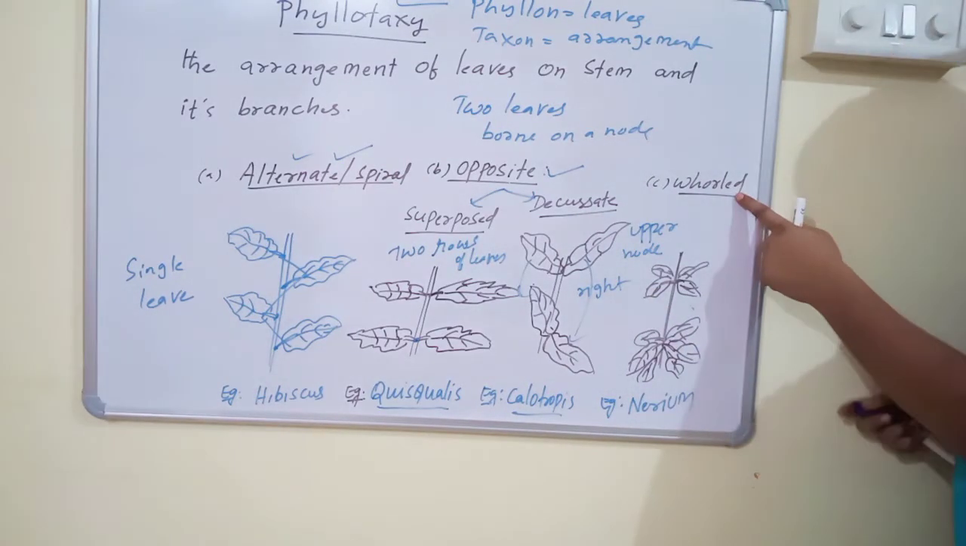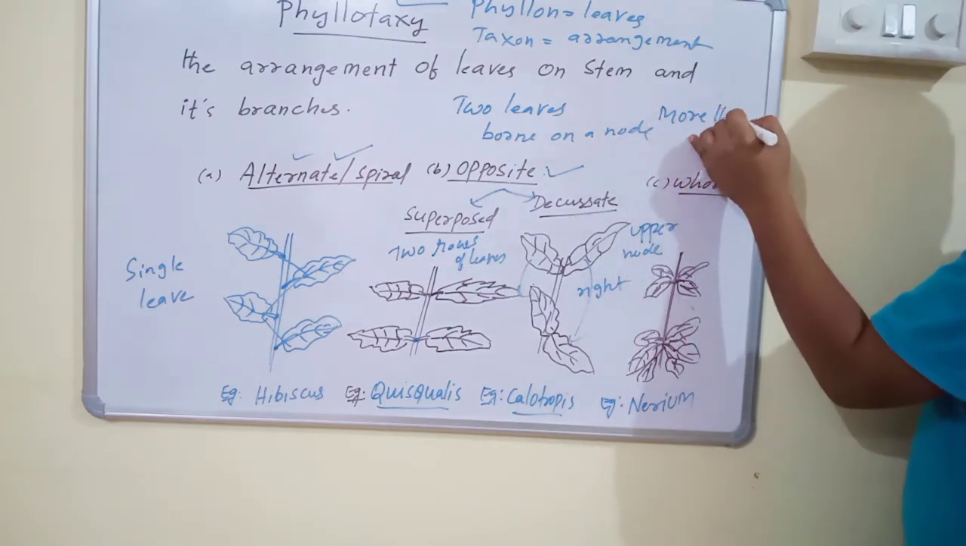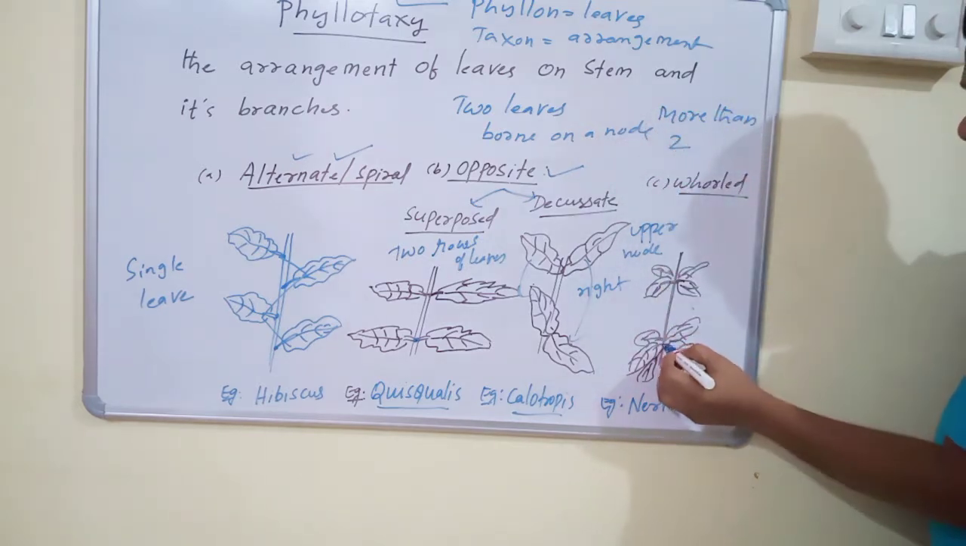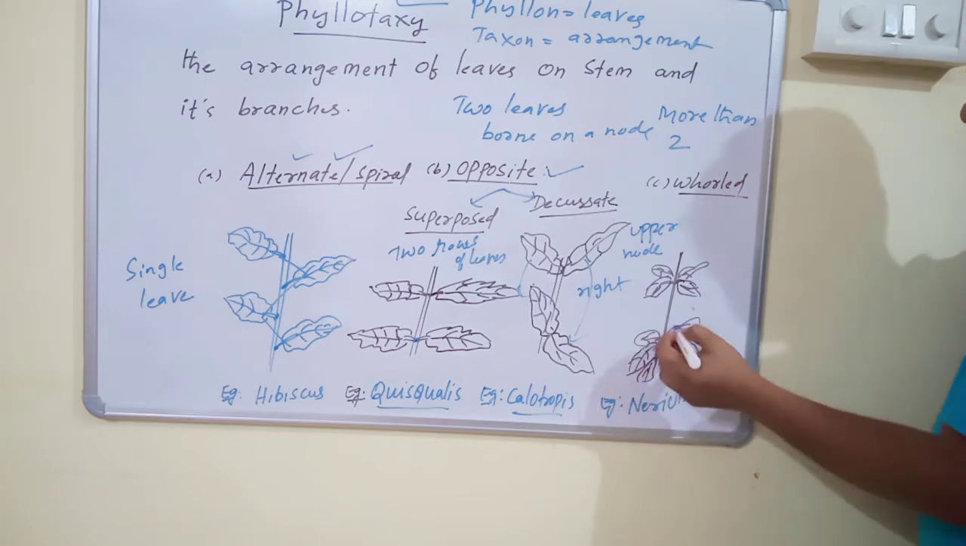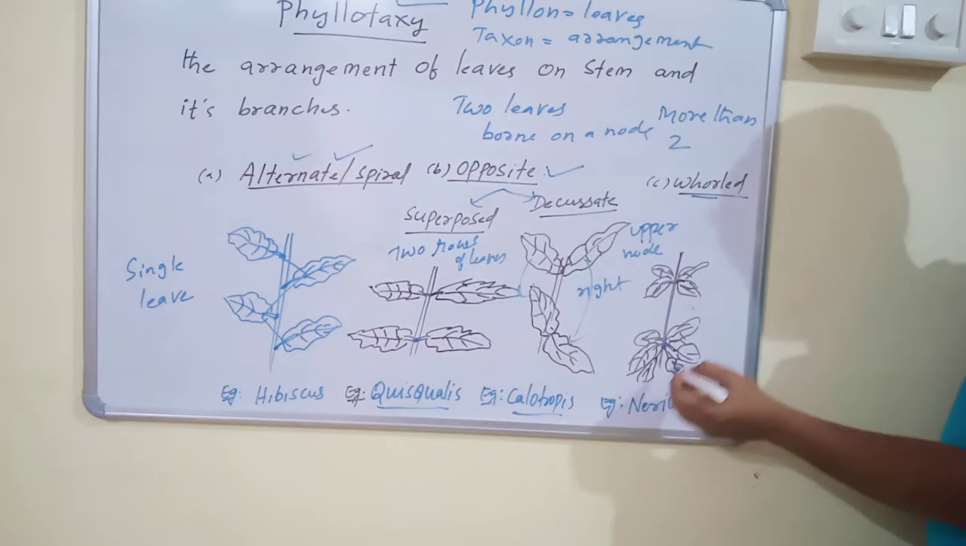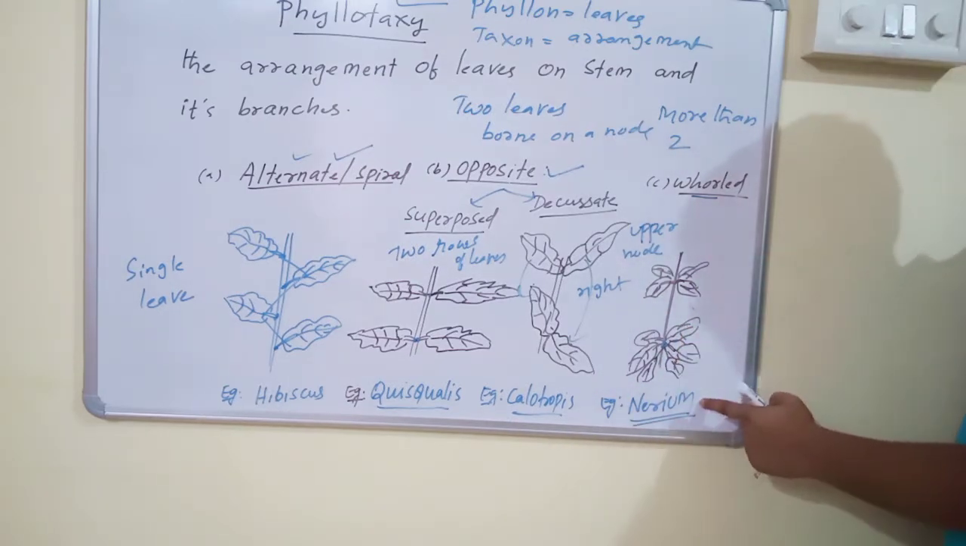And third one is whorled phyllotaxy. In whorled phyllotaxy, more than two leaves are borne on a node. So all the leaves are arranged in a whorl, a group of leaves. A group of leaves is called a whorl, and hence it is called whorled phyllotaxy. And whorled phyllotaxy is present in Nerium.